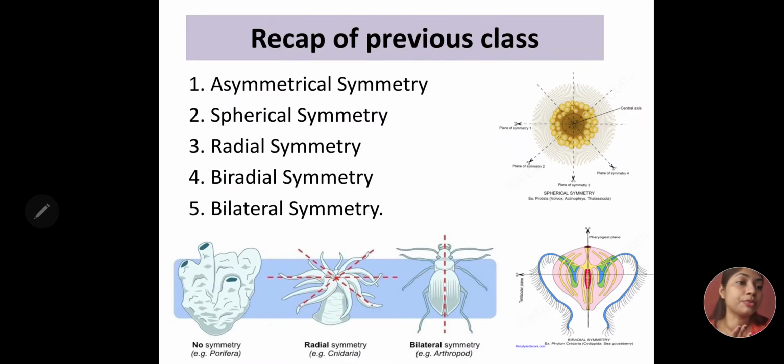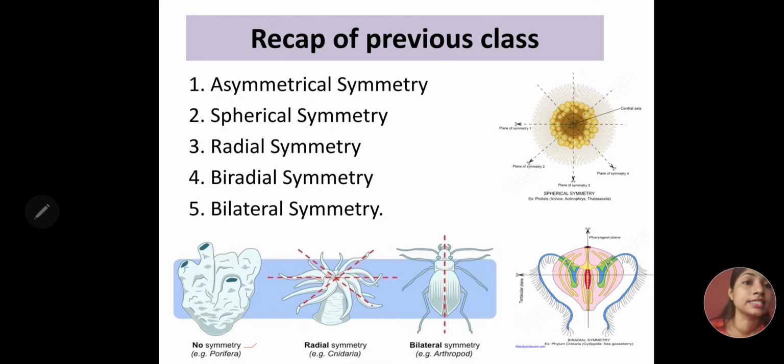Coming to the recap of the previous class. In the previous class, we learned about symmetry and the different types of symmetry. The first was asymmetrical symmetry, that is the one with no symmetry, which is seen in poriferans and amoeba. The second type was spherical symmetry, which we see in protists like volvox, etc. And radial symmetry, as seen in starfishes and coelenterates.